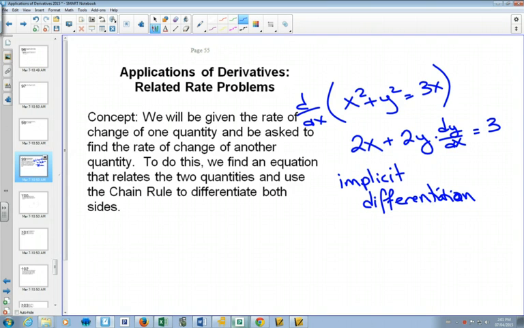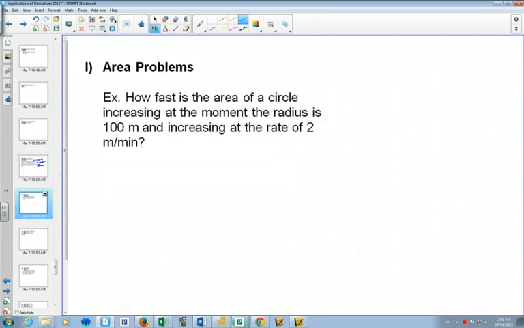So we're going to look at our first example here. We've got a circle. And this circle is increasing in size at a rate of 2 meters per minute. That's pretty fast. The radius is increasing at 2 meters per minute. So that's getting pretty big, pretty fast. It's already a huge circle because the radius is 100 meters.